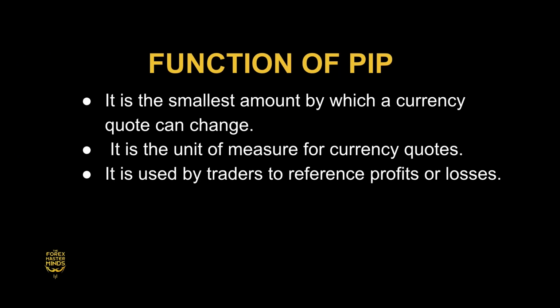Right? So, the function of a PIP. It is the smallest amount by which a currency quote can change. It is the unit of measure for currency quotes. It is used by traders to reference profit or losses.